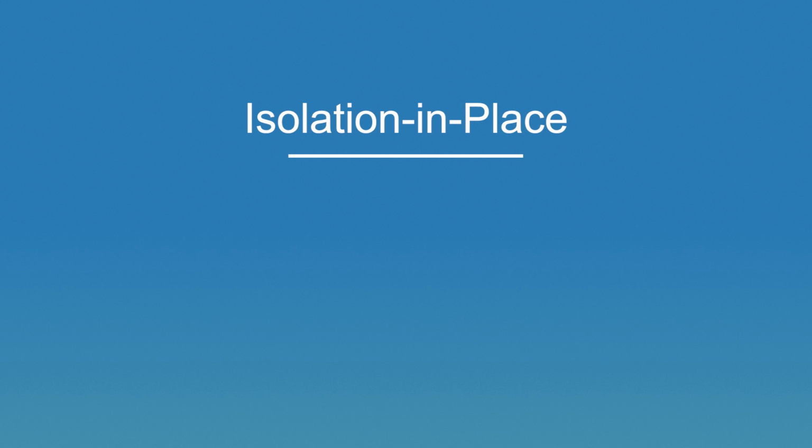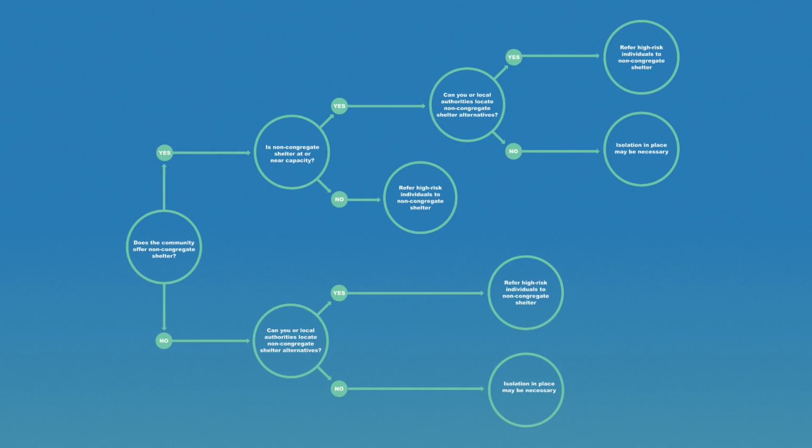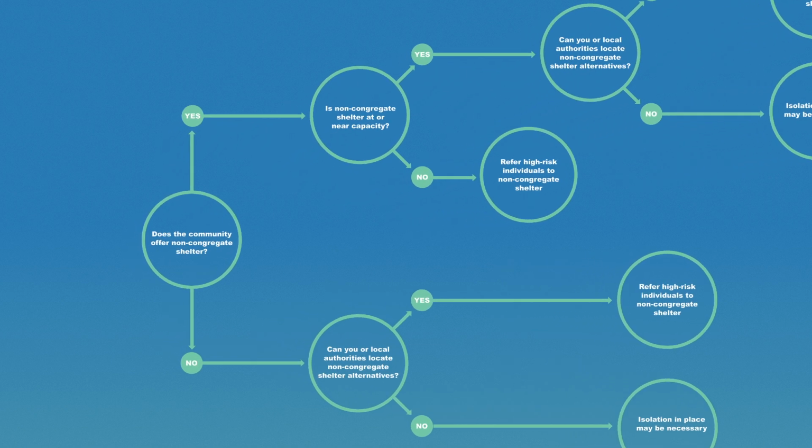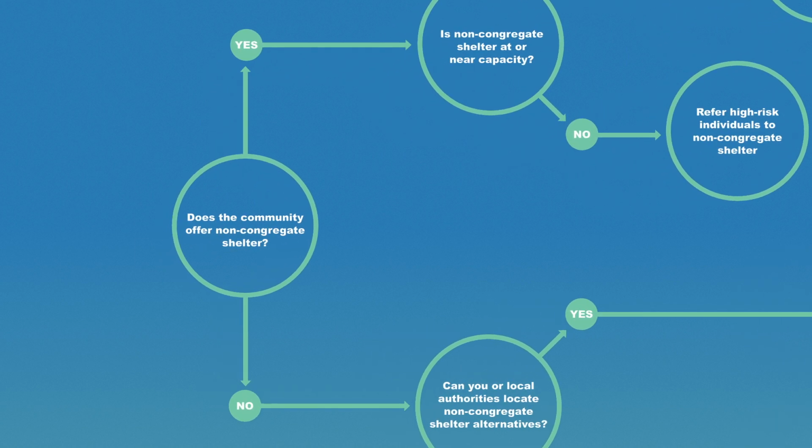When will you know if your shelter needs to implement an isolation in place strategy? This decision tree can help with your strategy. Please note that this decision should not be made unilaterally, but rather through coordination with your public health partners. Let's review the decision tree.